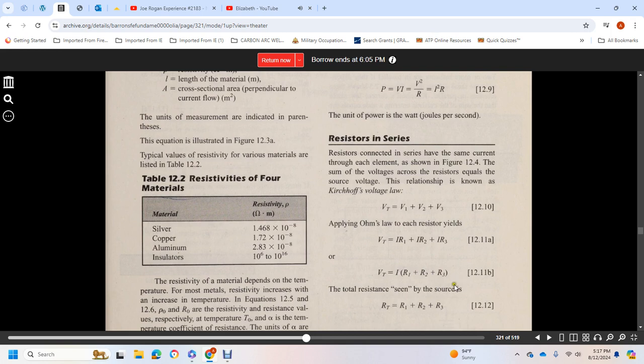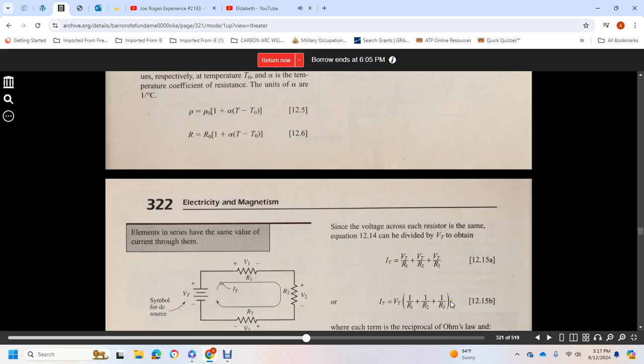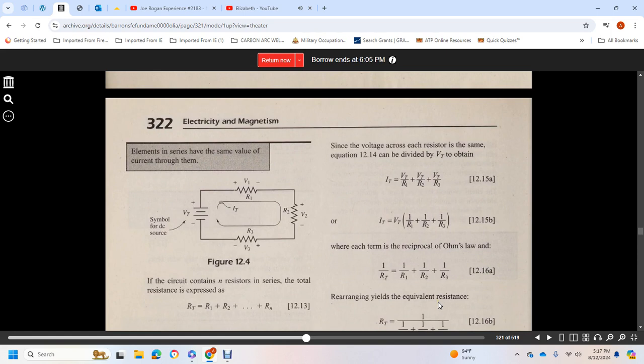The total resistance seen by the source is R total equal to R1 plus R2 plus R3. Elements in series have the same current through them. For N resistors in series, the total resistance is R1 plus R2 and so on up to Rn.